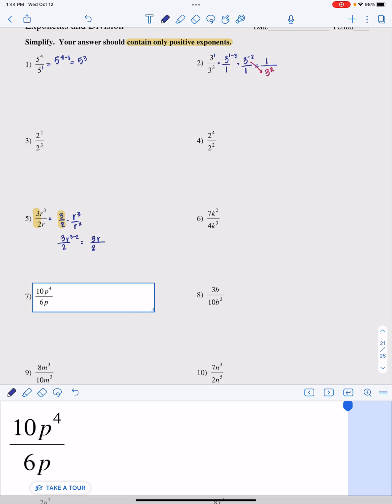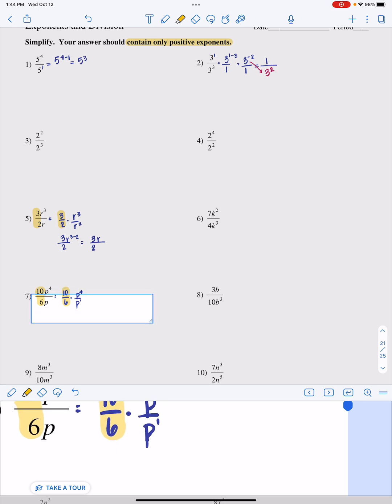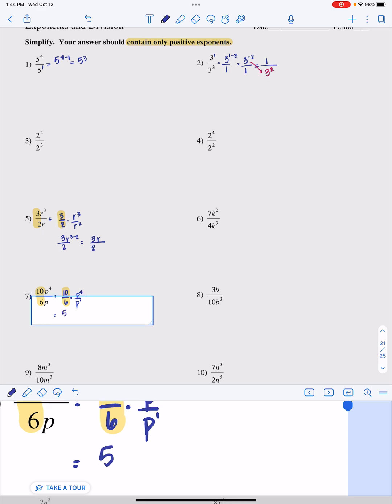We'll go down to number 10. I'm going to peel this fraction off the front like I did in the last one. So I can rewrite my fraction as 10 over 6 times p to the 4th over p to the 1st. When I look at this fraction, I know I can reduce that by 2's. So that fraction out in front becomes 5 over 3.